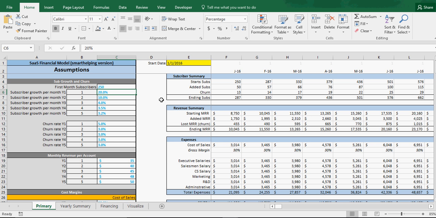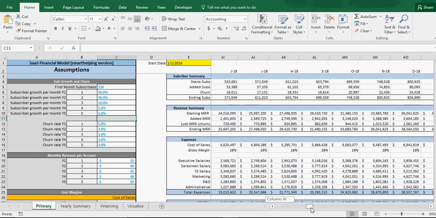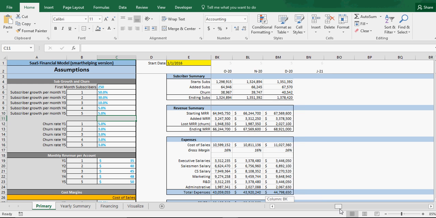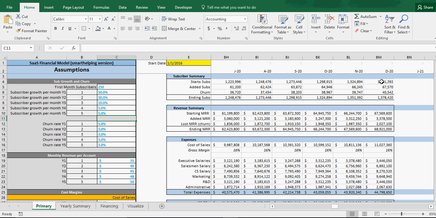Let's say we want year one at 50% and year two at 30, and then it kind of falls off to 10, 5, 5. Well, look at the growth. Now you're adding a lot more compared to how much you're losing. And notice the churn is actually a percentage of the starting subs. So you're saying of the total subs you have for that month, what percentage are you going to churn? So you go all the way down here. Now look, 1.3 million subs because we had such a high growth at the beginning.